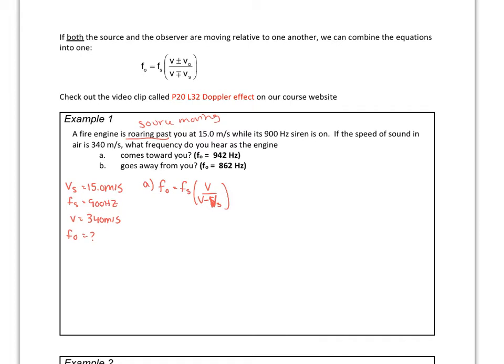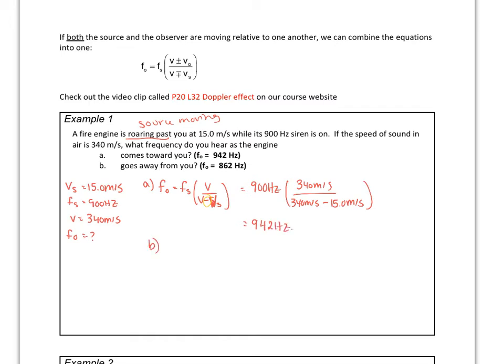Now, this is vs here because the source is moving towards the observer. So, subbing in, we get 900 hertz times 340 meters per second, all over 340 meters per second minus 15 meters per second. So calculating that out, we get 942 hertz.